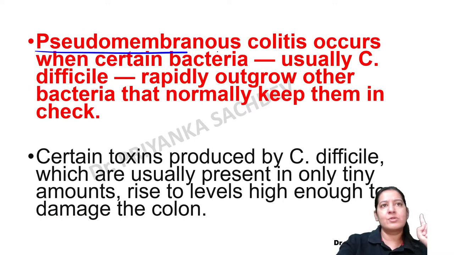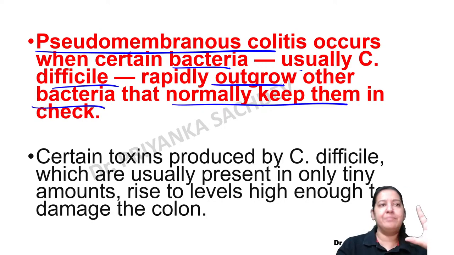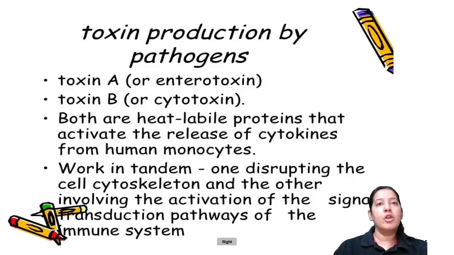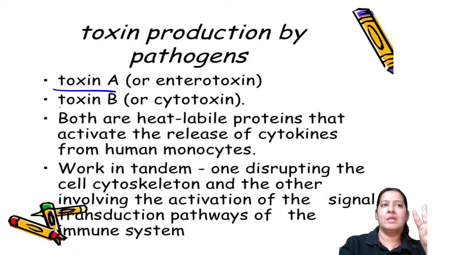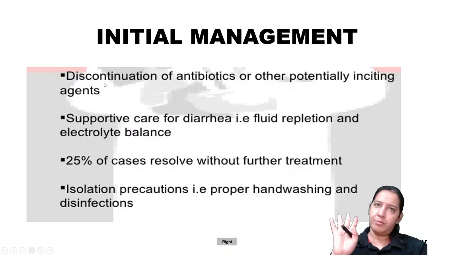So pseudomembranous colitis is a condition that occurs when bacteria, usually Clostridium difficile, are no longer kept in check by the good bacteria which normally control them. Now the bacteria which keep them in check are killed by the antibiotics. Clostridium difficile forms two types of toxin, enterotoxin A and cytotoxin B, toxin A and toxin B, that cause damage to the mucosa and produce this condition.